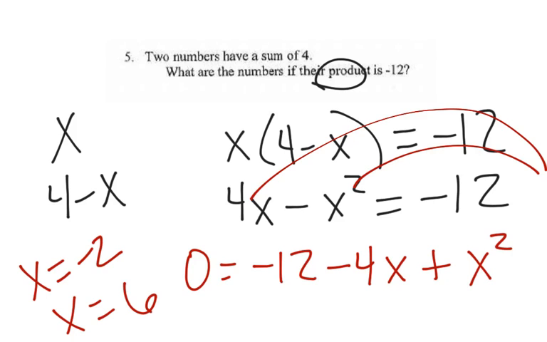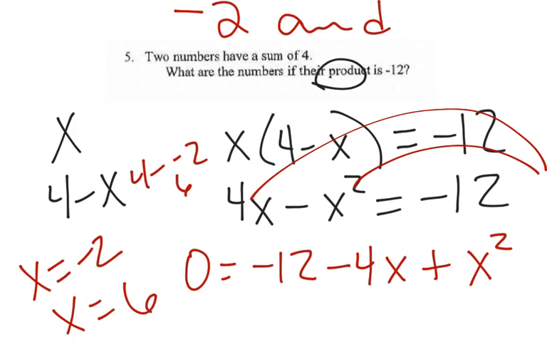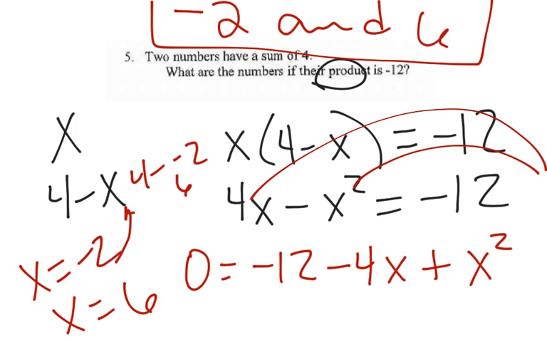x equals 6. Okay? So, if x is negative 2, what would 4 minus negative 2 be? Well, it'd be 6, wouldn't it? So your numbers are negative 2 and 6. There's your answer. When I put this up here and solved it, it was just to kind of check myself.